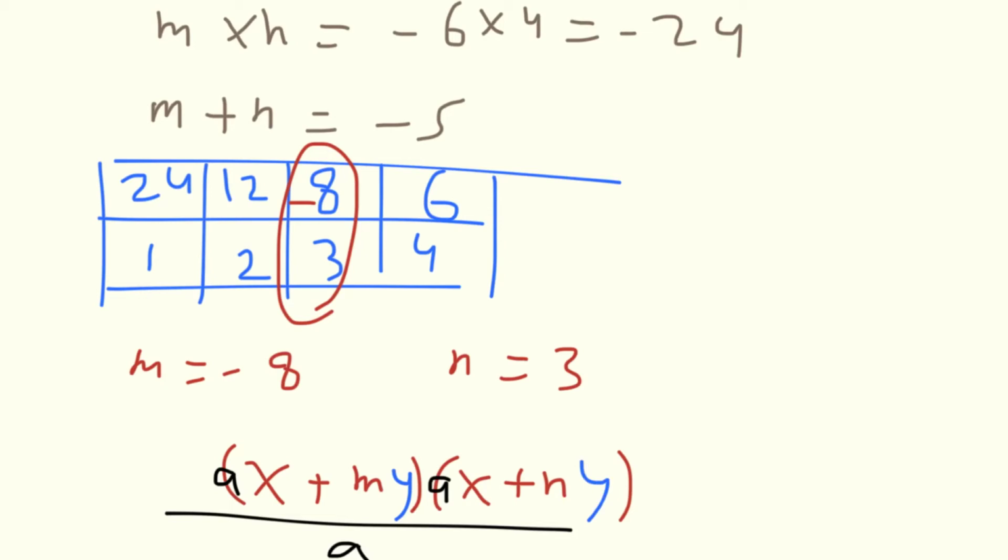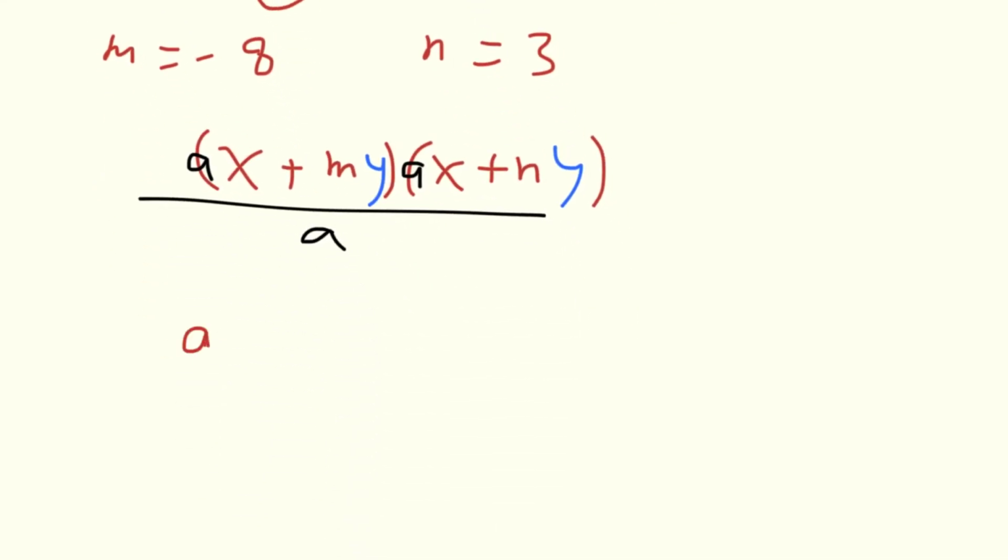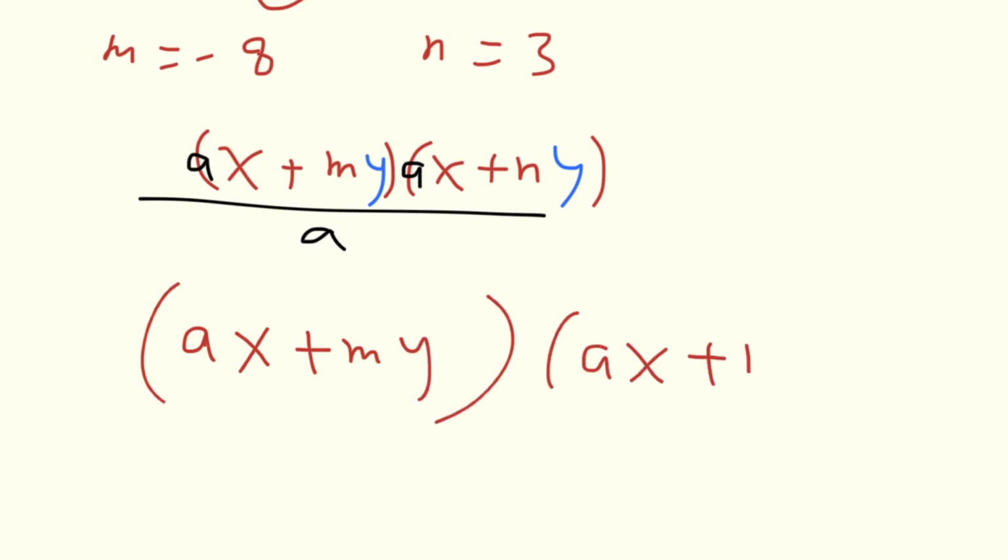Okay, so that's the rule. I don't know if you like this shape or the other one better, but anyway, that's the rule. So you have to memorize this kind of shape here for the final answer. So you can write it like this. Okay, I'll just write it again in another way, which is ax plus my, and ax plus ny, and there's 1 over a in the beginning.